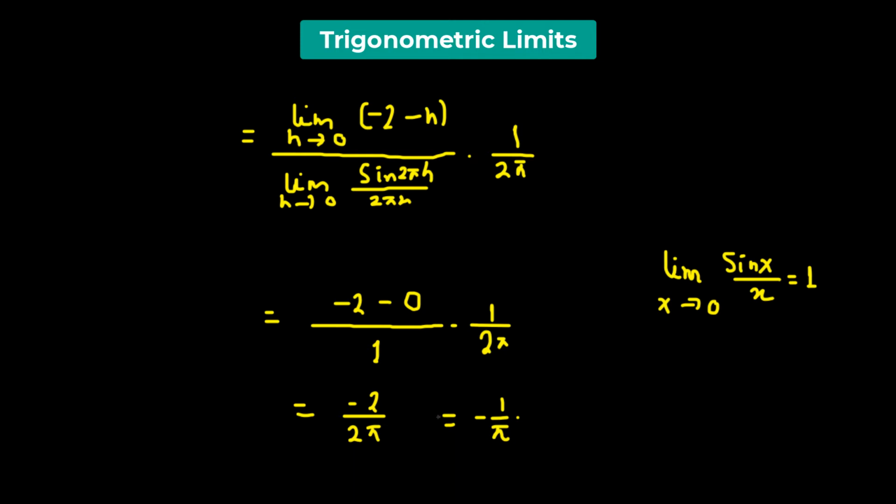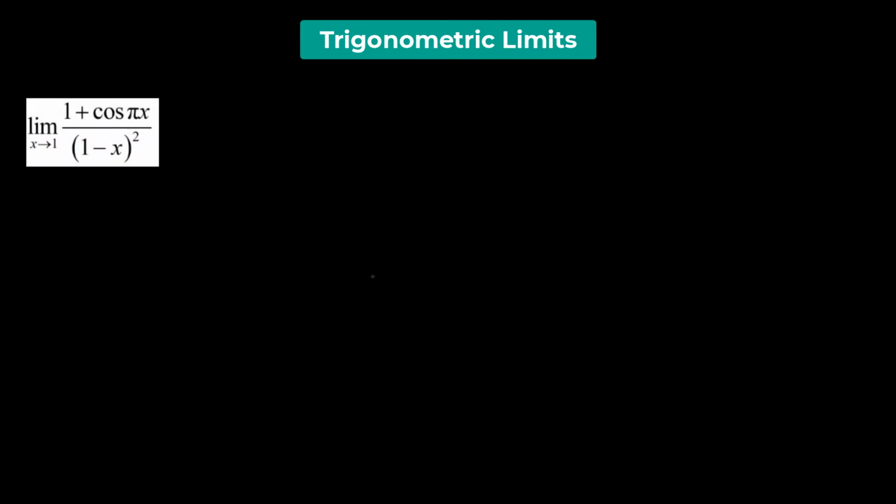Let us move on to the next question. So here we have the trigonometric function (1 plus cosine of pi x) divided by (1 minus x) whole square, and we need to determine its limiting value when x approaches 1. So let us begin by doing a direct substitution for the value of x.